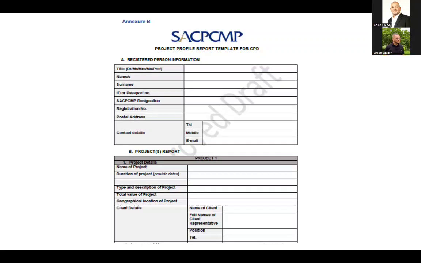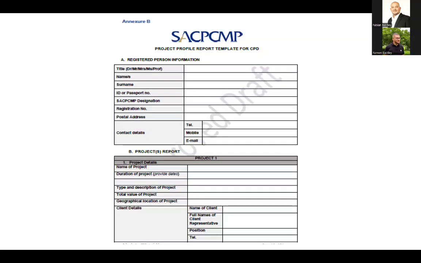The project report by Section B is going to be number 1, name of project. Duration is number 2 of the project, provide dates. For example, if the project is from 21st of Jan 2025 until the 28th of October 2025, you're going to put the duration in there. If the project is running over and past your CPD first year cycle or second year cycle, you will just indicate that it's from this date to that particular date.